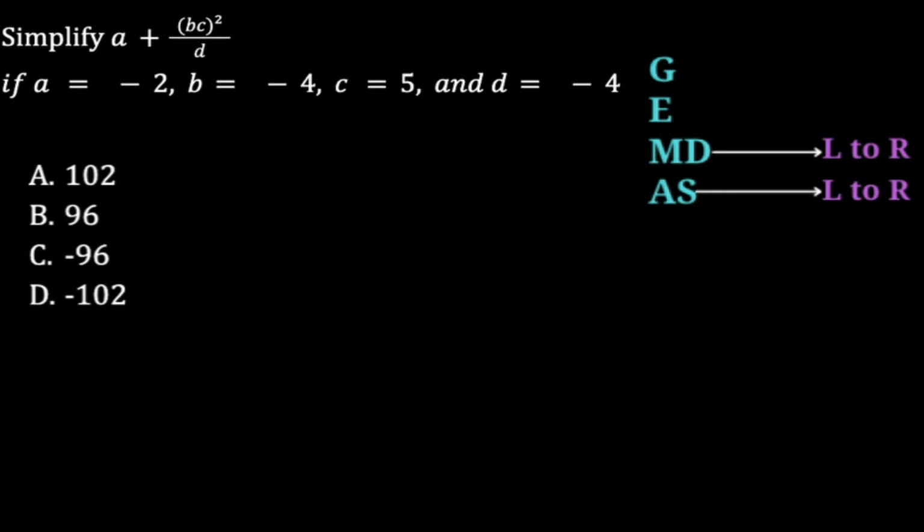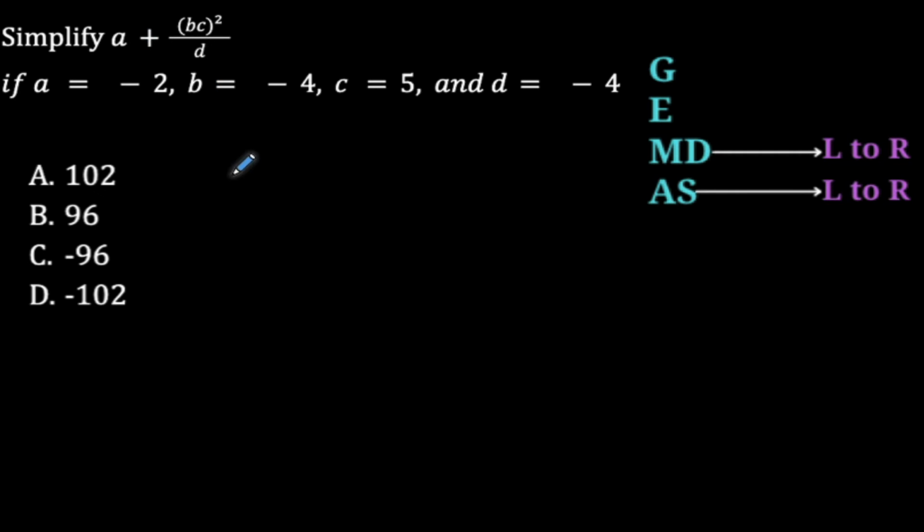Okay, so we have to simplify A plus B times C squared divided by D if A equals -2, B equals -4, C equals 5, and D equals -4. Okay, so we're going to take a step-by-step approach here as usual. And since we're given these values, I'm just going to rewrite this with the given values, okay? So let's go ahead and do that.